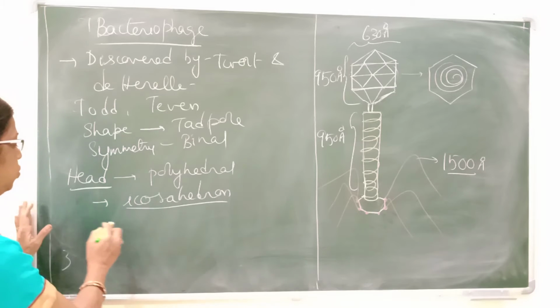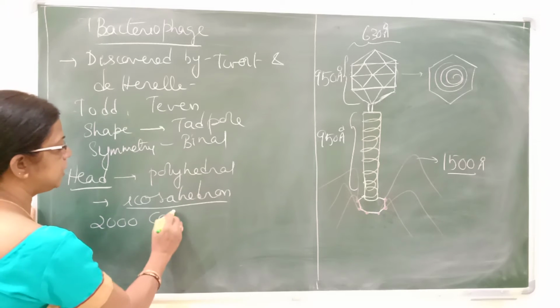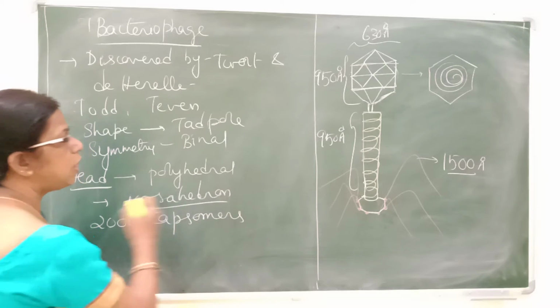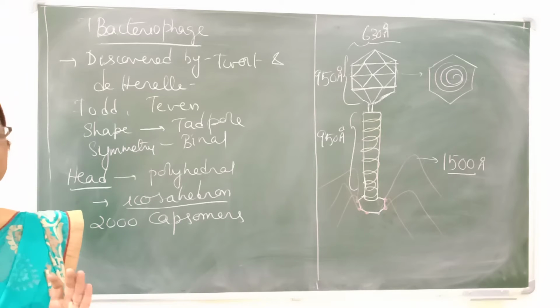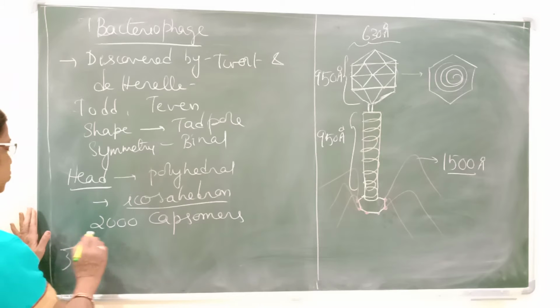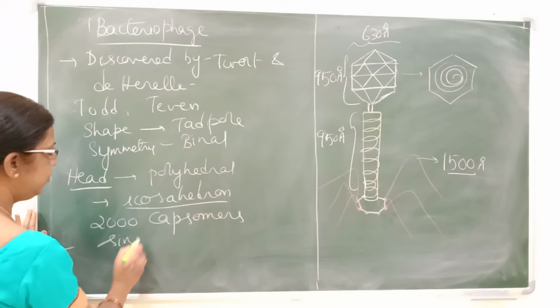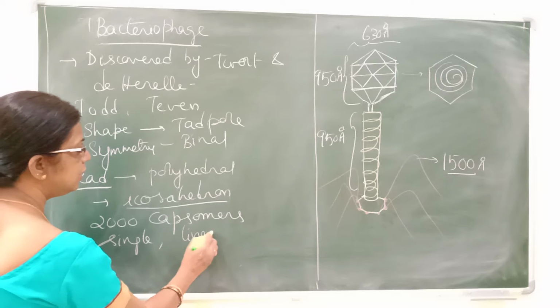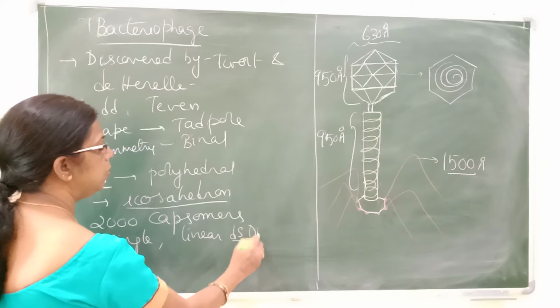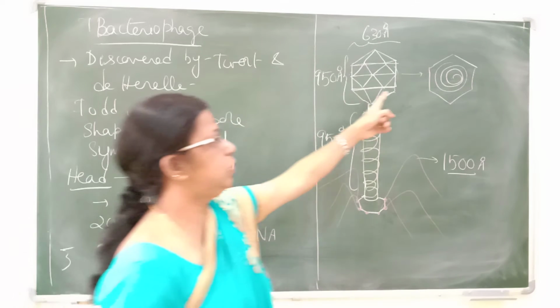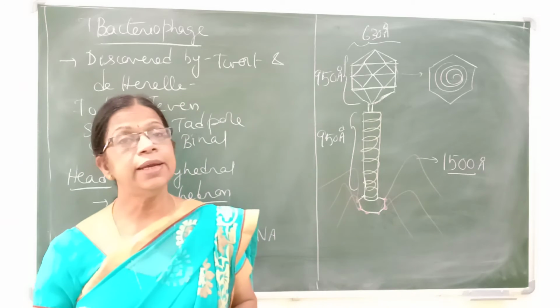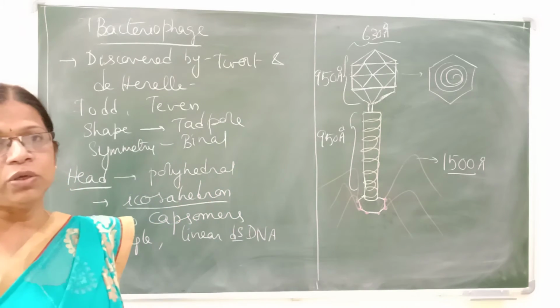In the head there will be a total of 2000 capsomers present. The head region also consists of a single linear double-stranded DNA molecule. It is considered to be a highly folded molecule, in the form of concentric rings.